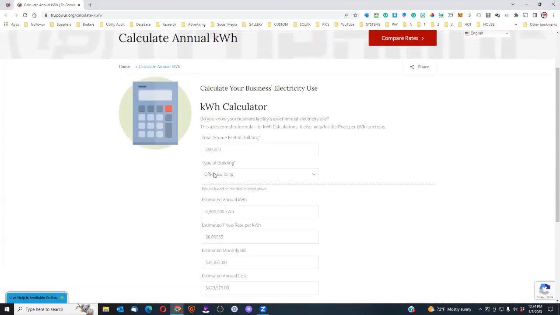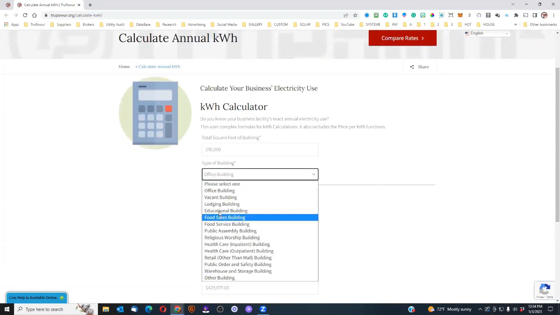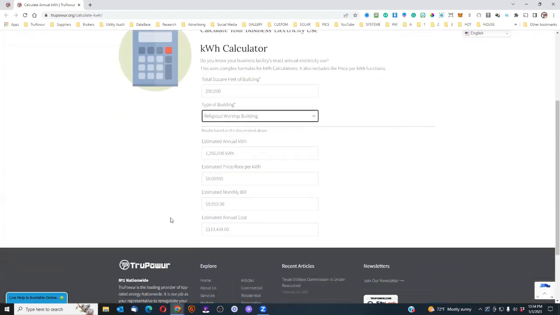So anytime you change what type of building that is, obviously a church uses a whole lot less energy, and they're typically only using energy not every day during the week.